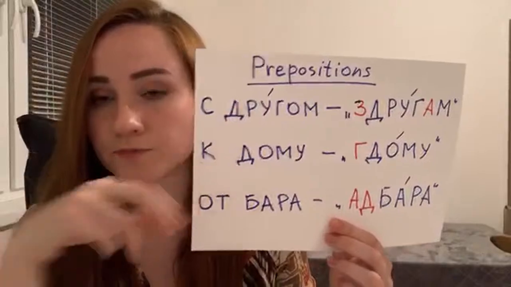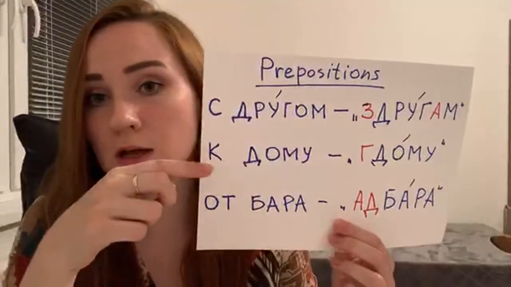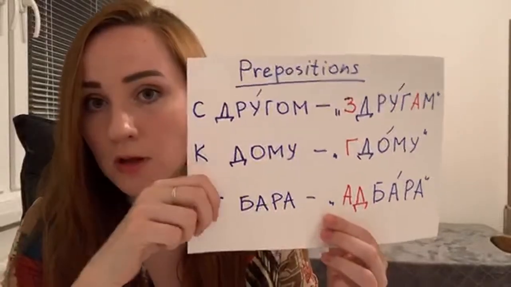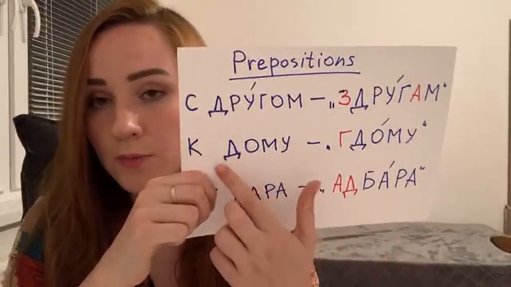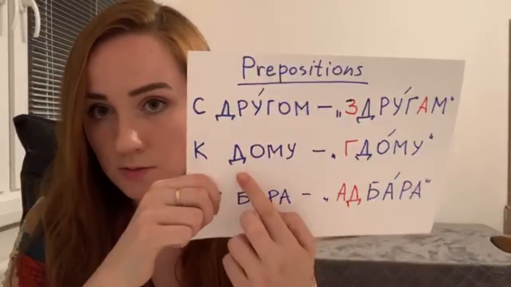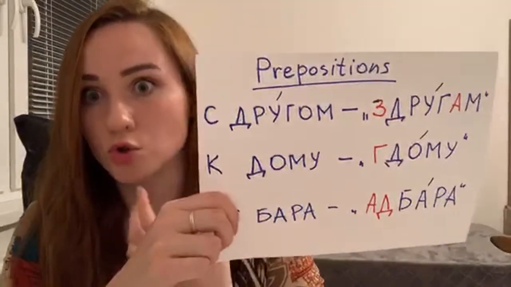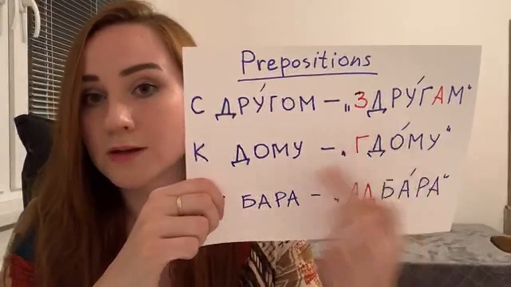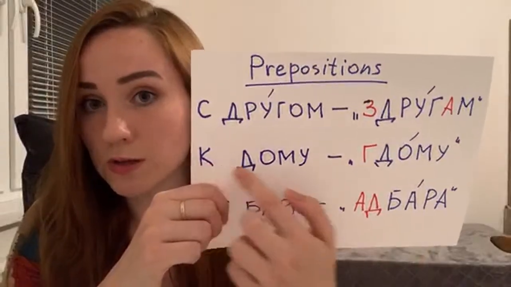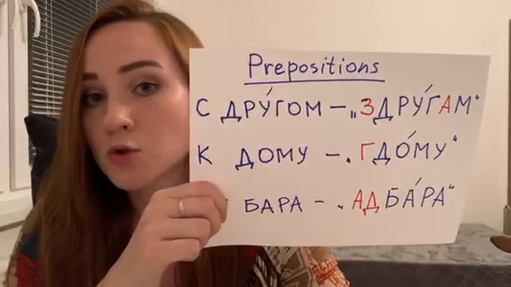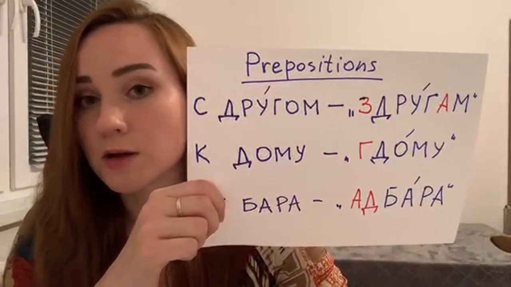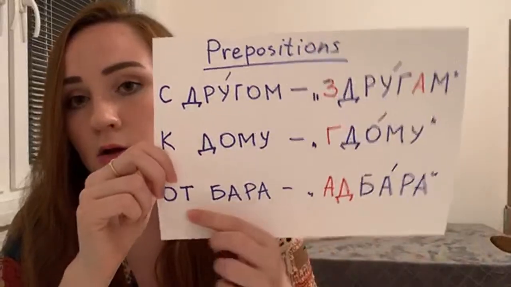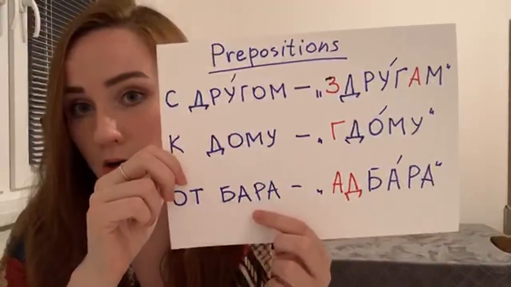To the house. Like going towards my house. К дому. Again, dom begins with the voiced consonant D. It's voiced. D. Right? It's not t. К дому. So it affects the preposition as well. Я иду к дому. I don't say к дому.